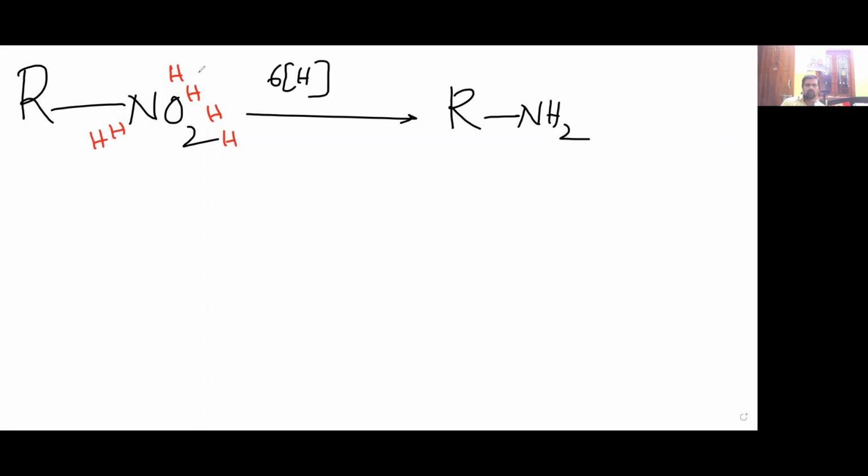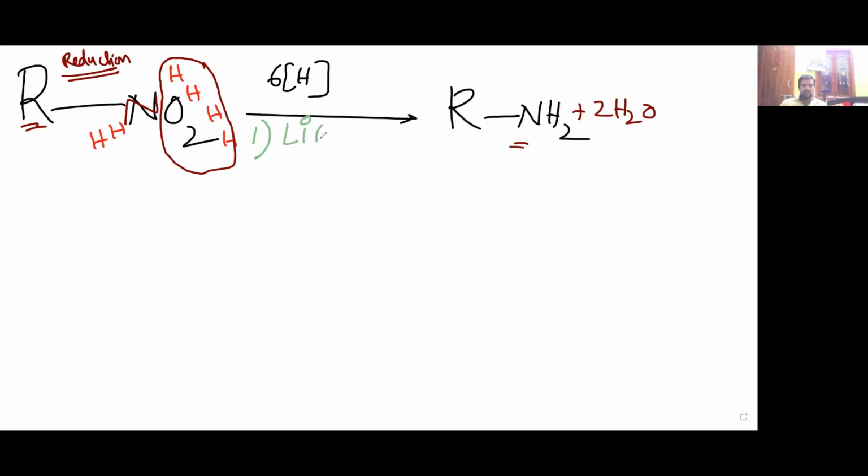Okay. So how is it undergoing reduction? What part is eliminated? Just 2H2O is eliminated. So oxygen is eliminated, hydrogens are added, giving RNH2. Okay, this is called reduction. What reagents are favorable for the reduction? The first reagent is LiAlH4.